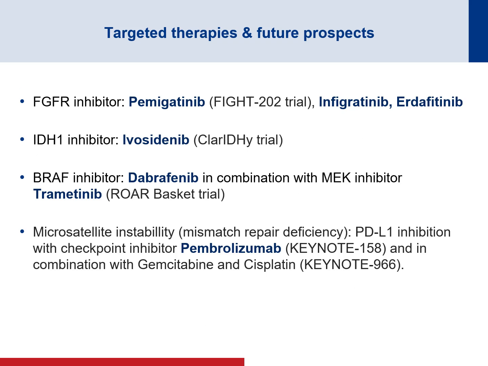And finally, a few words on the targeted therapies and future prospects in CCA. As mentioned earlier, the FGFR inhibitor pemigatinib has already been approved based on the results of the FIGHT-202 trial. Other FGFR inhibitors include infigratinib and erdafitinib. And then we have the IDH1 inhibitor ivosidenib, which has also been approved based on the results of the ClarIDHy trial.